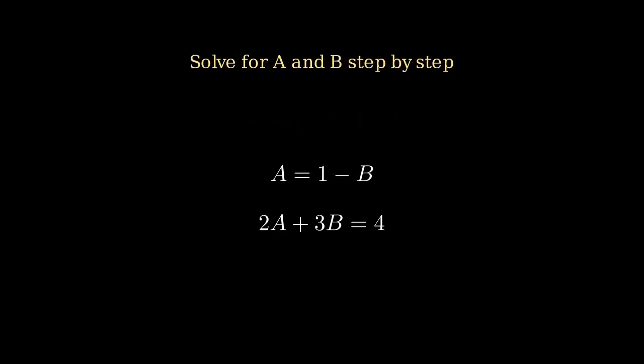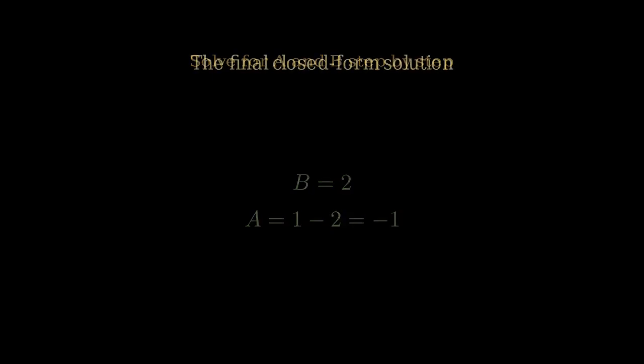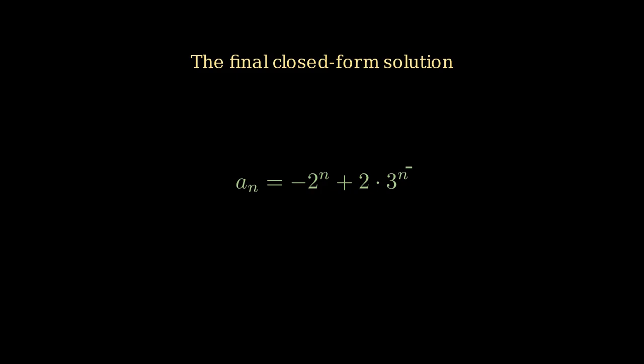Step 5. Solve this pair of equations. From the first equation, a equals 1 minus b. Substituting into the second gives 2 times (1 minus b) plus 3b equals 4, which expands to 2 minus 2b plus 3b equals 4, simplifying to 2 plus b equals 4. So b equals 2, and therefore a equals 1 minus 2 equals negative 1. Step 6. Write out the final closed form solution. a(n) equals negative 1 times 2 to the n plus 2 times 3 to the n.